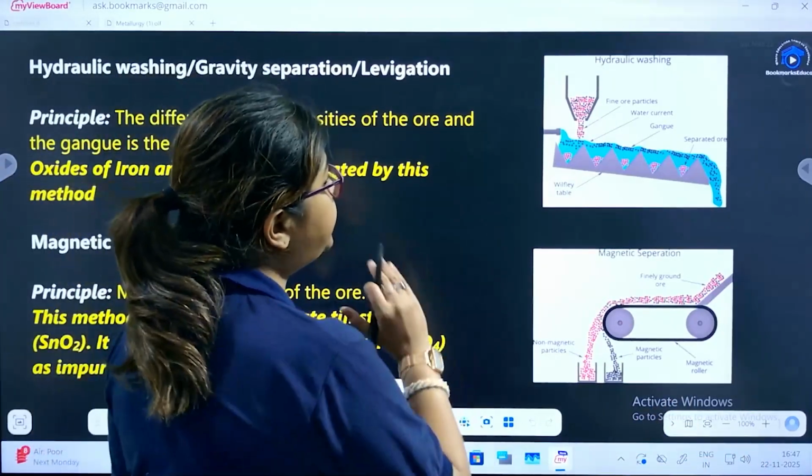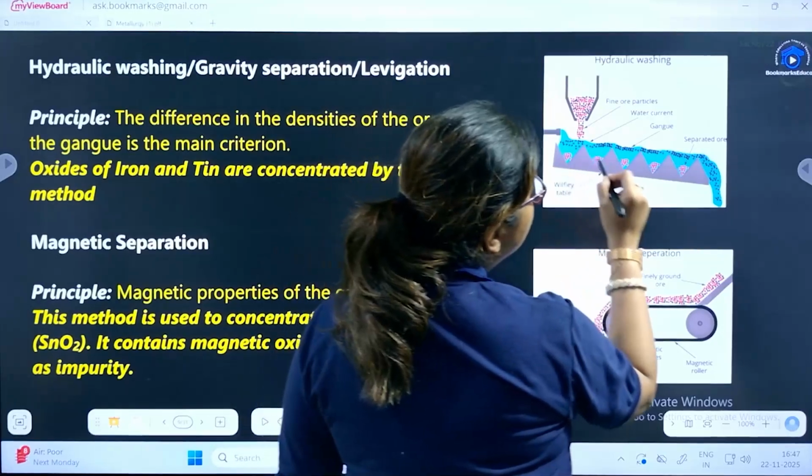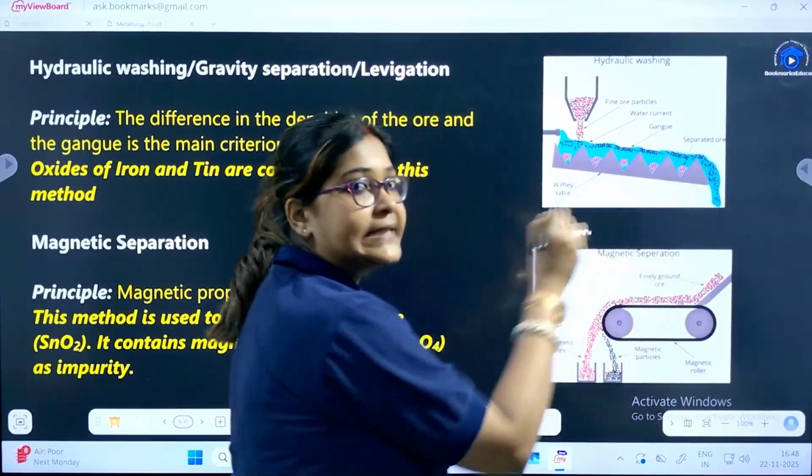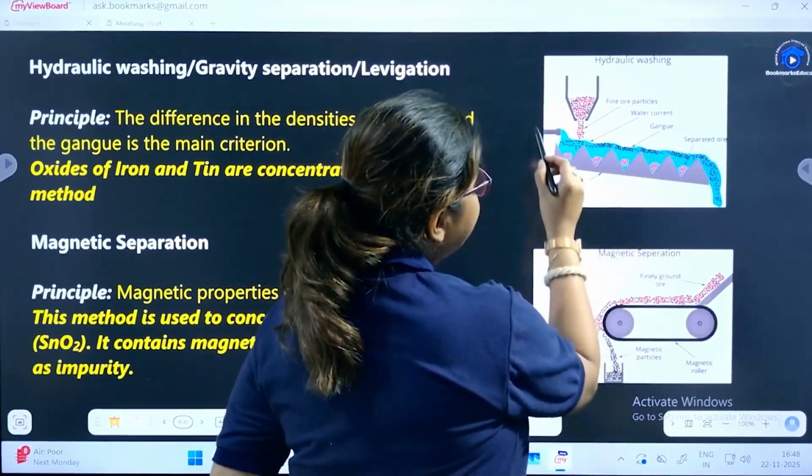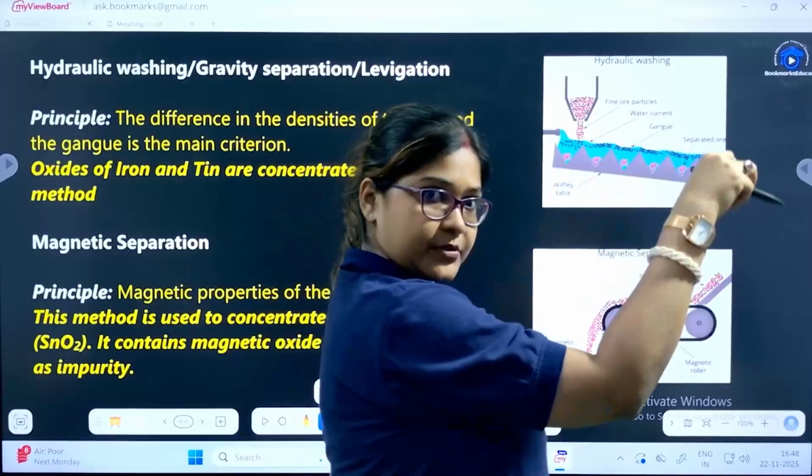What is the method? If you see in the picture, you have a corrugated vibrating table, and you have a flush of water.